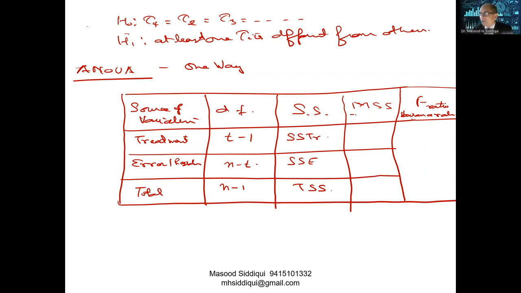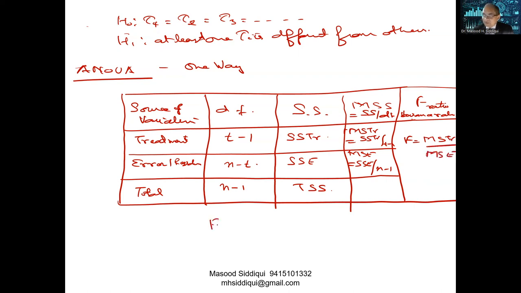And for mean sum of squares, which is simply the sum of squares divided by degrees of freedom. The first one is MSTR. This is SSTR divided by degrees of freedom, that is t minus 1. The next one is MSE, which is SSE divided by n minus t. And the variance ratio is MSTR upon MSE.